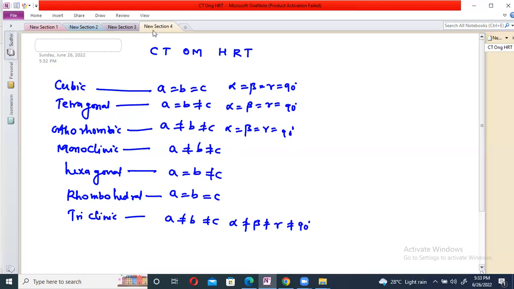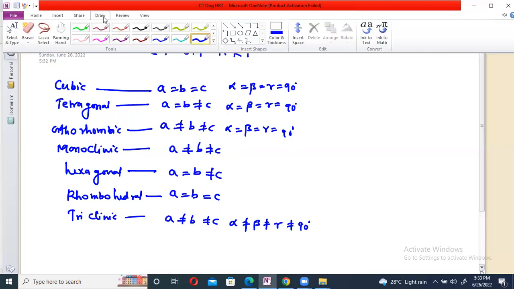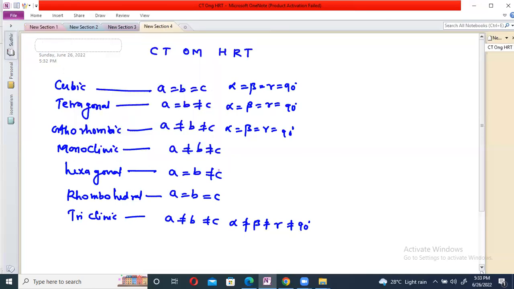But here these 3 are very important. Even in the exam, we are getting the question based on these 3 parts only, because most of the confusion will be here. Alpha equal to gamma equal to 90, beta is not equal to 90. In this case, alpha equal to beta equal to 90, gamma equal to 120. Third, alpha equal to beta equal to gamma is not equal to 90.